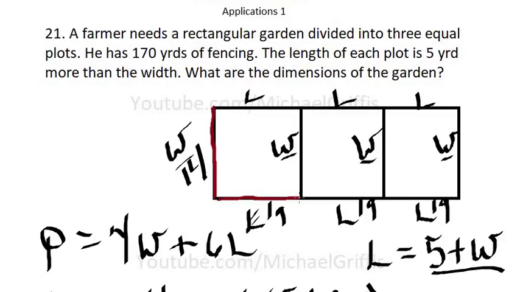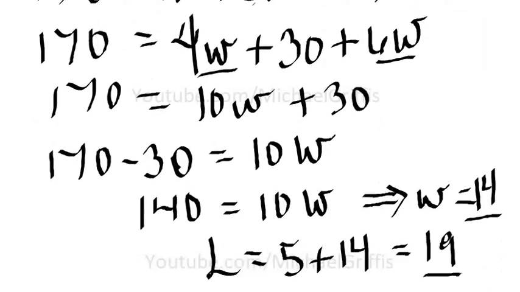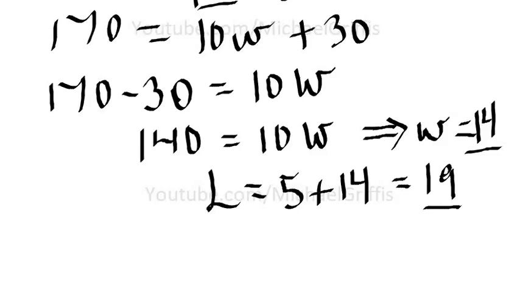Now, what we could do now is go ahead and add up, and let's make sure it all adds to 170 yards. So 19 times 6, okay, plus 14 times 4. And it all adds to 170. So it's important to be able to take a problem and write an equation and then solve for those variables.